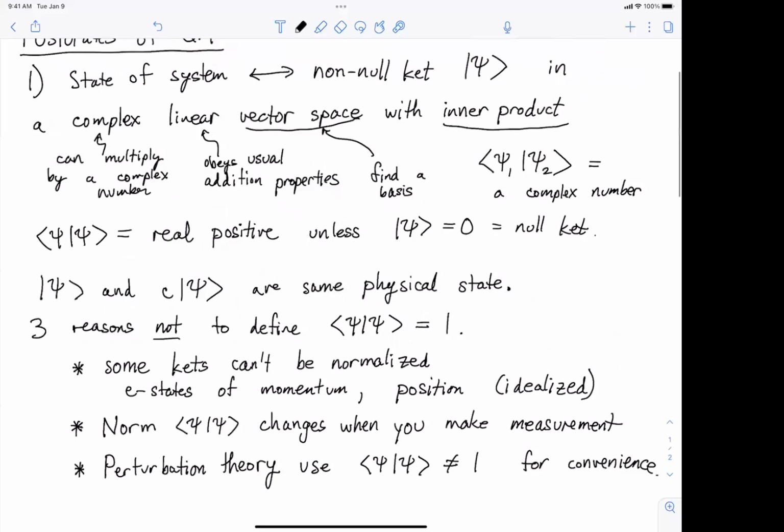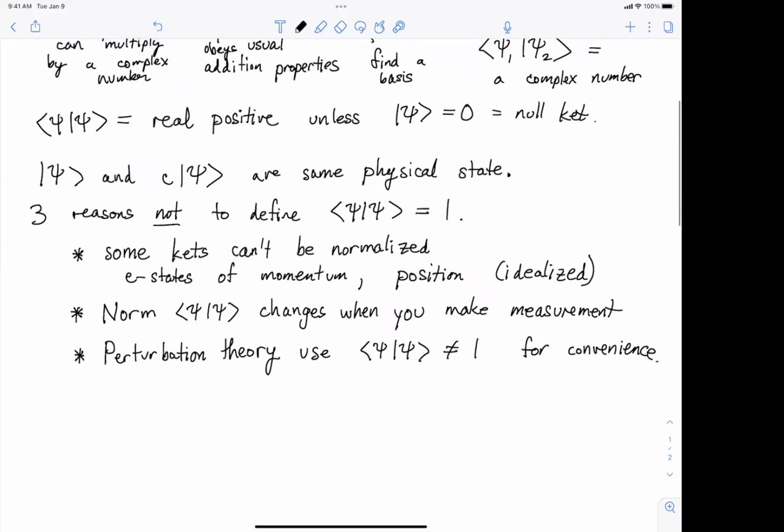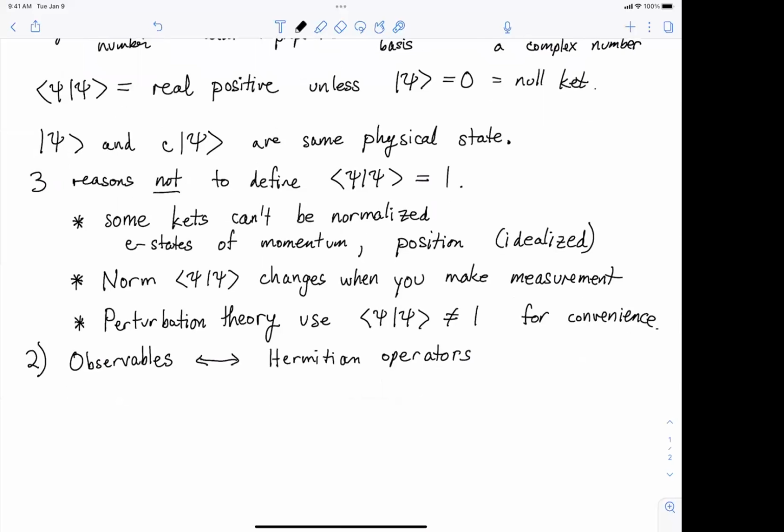So that's postulate 1. This is telling you what the states of the system are. Postulate 2 has to do with what things you can measure. So observables, things you can measure or observe, correspond to Hermitian operators. But not just any Hermitian operators. They have to have the property that their eigenstates can be chosen to form an orthonormal basis.